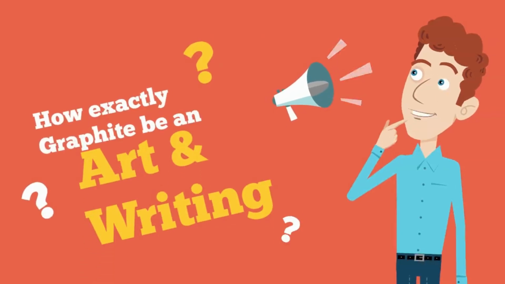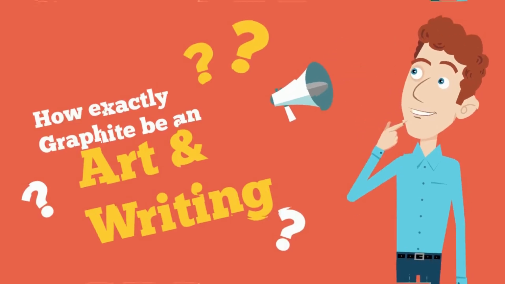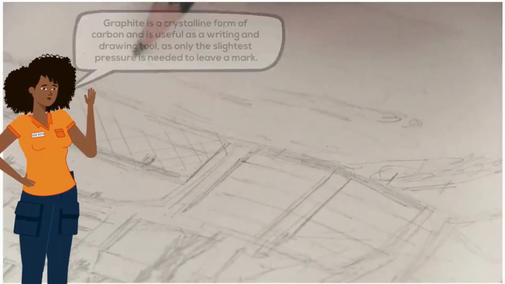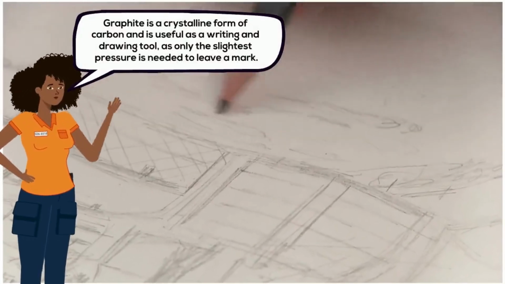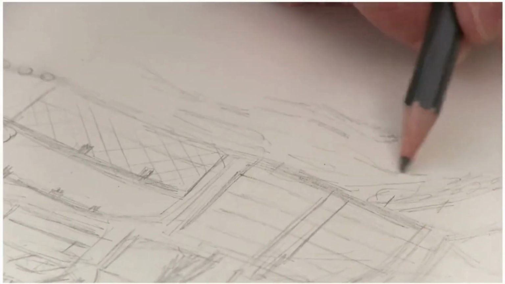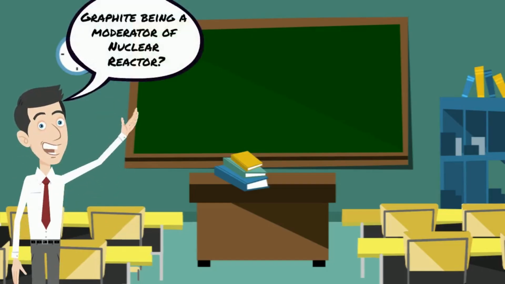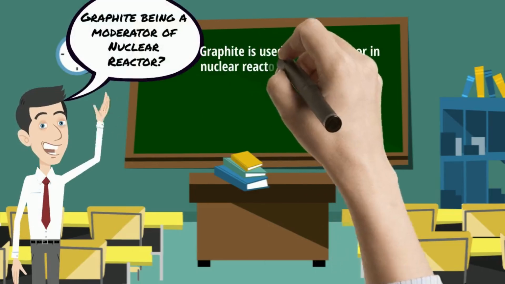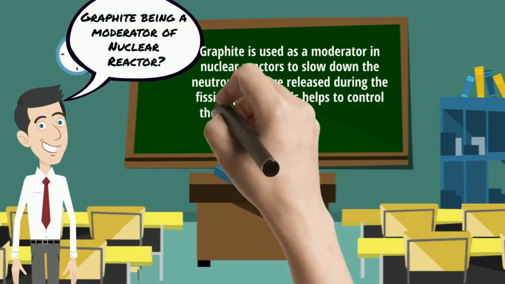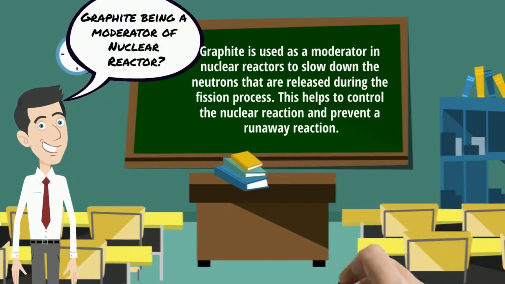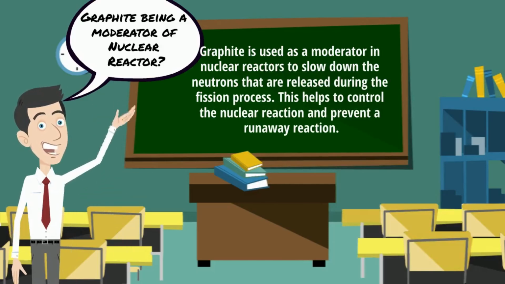How exactly is graphite used in art and writing? Graphite is a crystalline form of carbon and is useful as a writing and drawing tool, as only the slightest pressure is needed to leave a mark. Is graphite a moderator of nuclear reactor? Yes, graphite is used as a moderator in nuclear reactors to slow down the neutrons that are released during the fission process. This helps to control the nuclear reaction and prevent a runaway reaction.